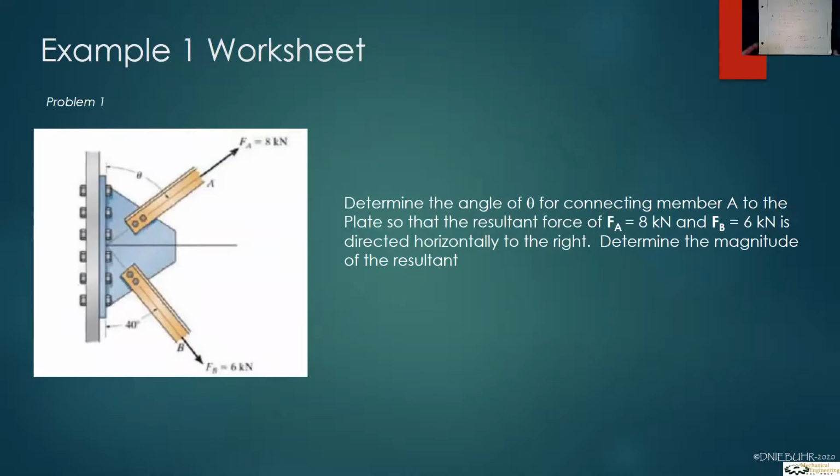Now we can look at our second example. In this example, we're given an 8 kilonewton force up to the right and a 6 kilonewton force down to the lower right. We're trying to find this angle theta up in the corner such that our resultant is a horizontal line to the right.